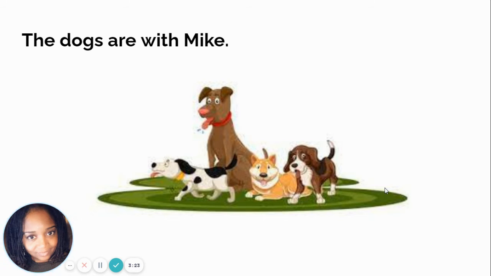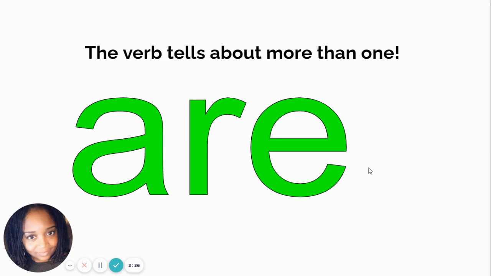The dogs are with Mike. What do you know about this sentence? Not going to give you any hints. Let's see. The verb tells about more than one. We're talking about dogs. There's more than one dog. So our verb that we are going to use in our sentence is are.